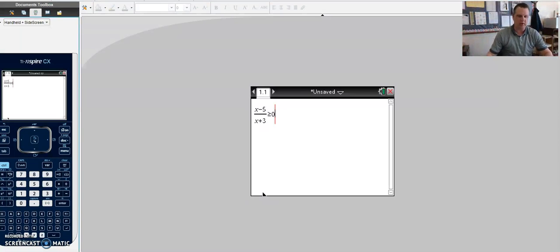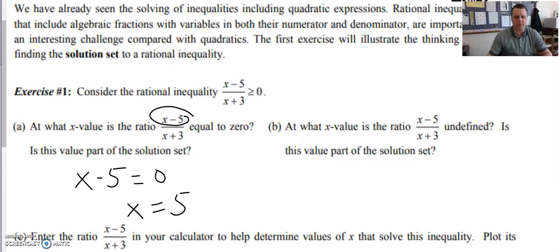Okay, so there's the original equation. Do I have my such that? No, I don't. So I have to add the such that. We're going to do this over and over in this section. X equals 5. So you put the entire inequality in. It'll say true or false. It says true, therefore it is part of it.